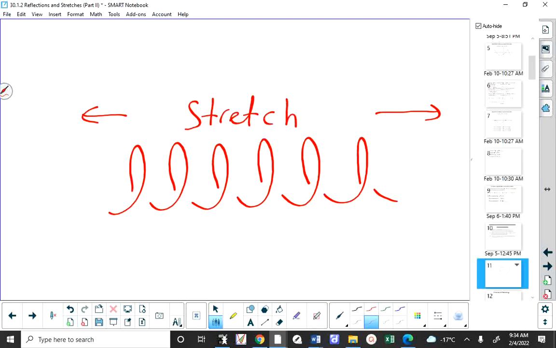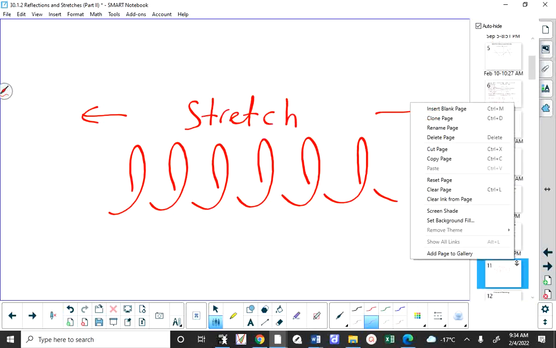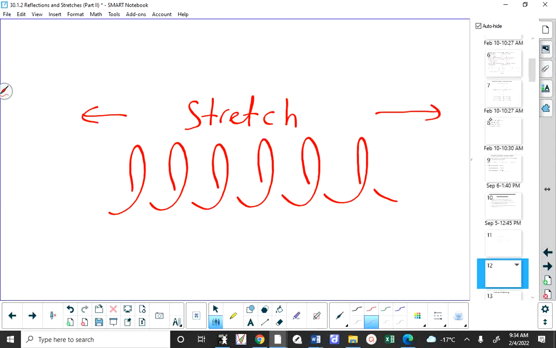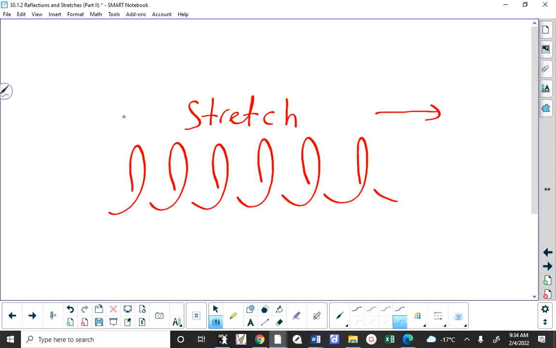But what I could do instead, which is what automotive strut springs are used for, is I could do this, and squeeze it together, and that is considered a stretch as well. So I just want to get that out of the way: a stretch doesn't mean making something bigger.